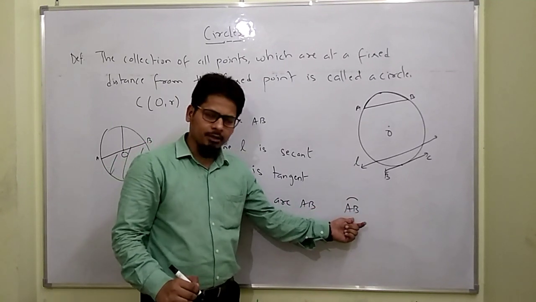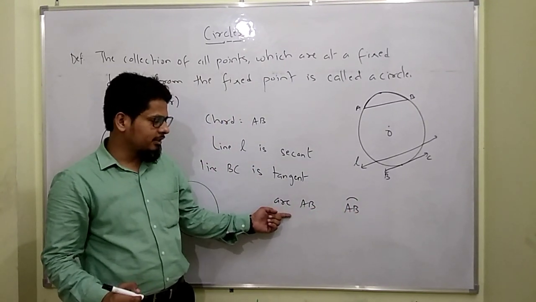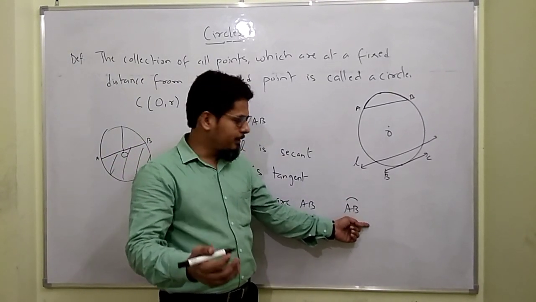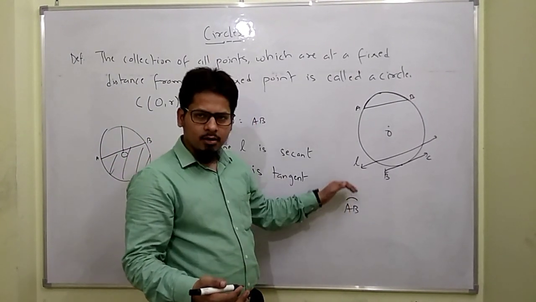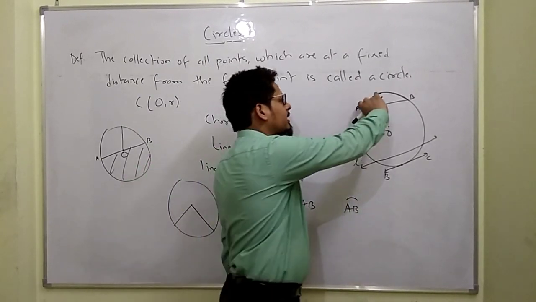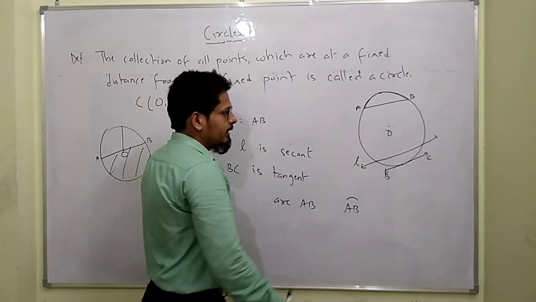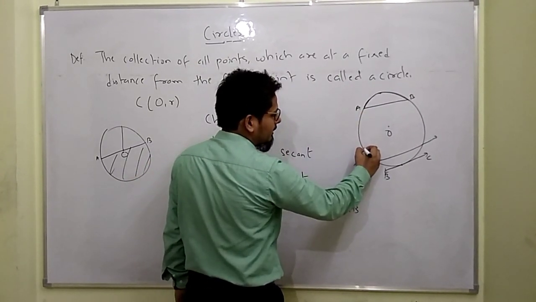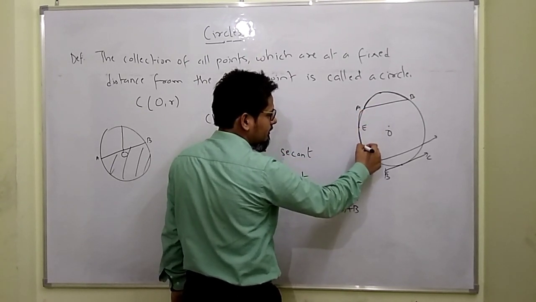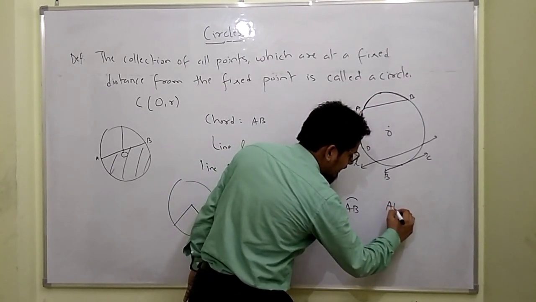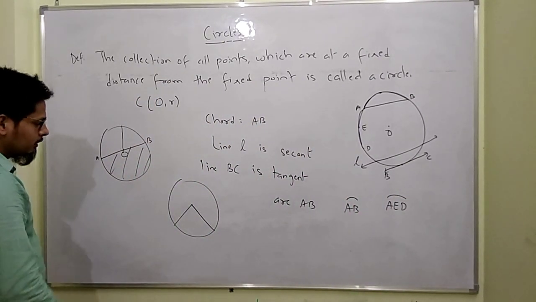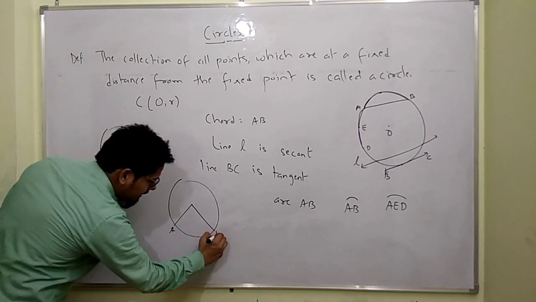Arc AB may be represented by writing AB and drawing an arc symbol above it. It may also be written another way, but this way is more appropriate. You write AB and draw an arc above it. For example, if you take this point as D and this other point as E, you take this arc, it is called arc AED.